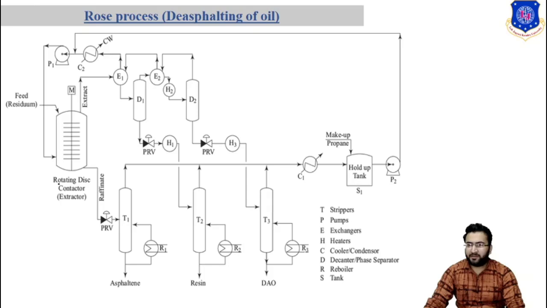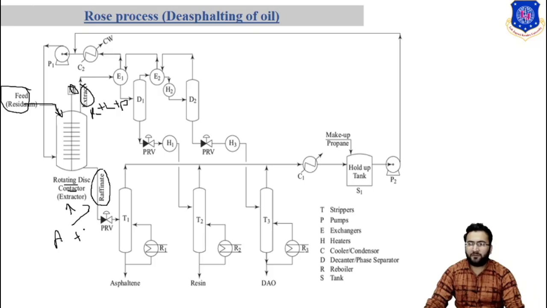So, in this process, a rotating disc contactor is used as the extractor, where the feed, the residuum, is fed into the extractor and a motor agitates the mixture, and we get two phases. One is the extract phase and the second is the raffinate phase. The extract phase is rich with resins plus lube oil plus propane, whereas the raffinate phase is rich with more of the asphalt and less of the propane.